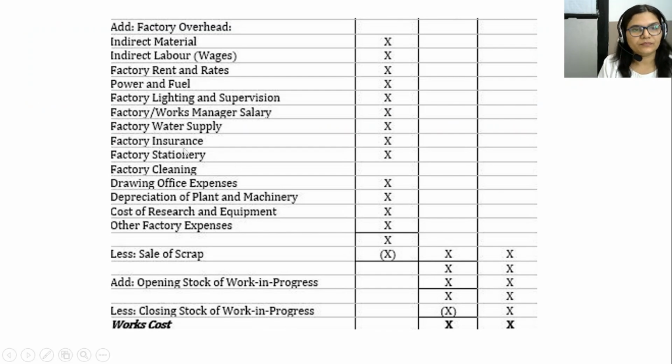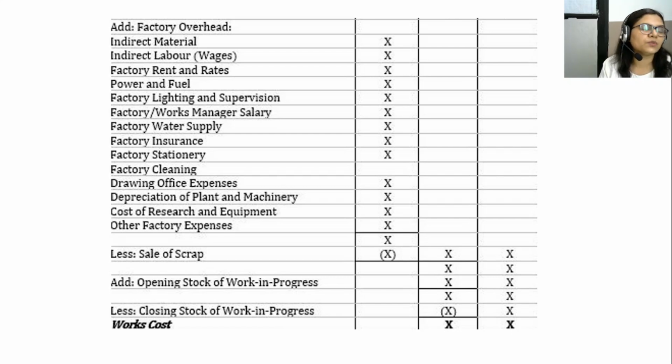Then we will deduct any sort of scrap value. Means if any scrap value is given, we will deduct it from the summation of the prime cost and factory overheads. After that we will add opening stock of work in progress, and we will deduct the closing stock of work in progress. So this is something new which has come up: what is opening stock of work in progress and what is closing stock of work in progress.